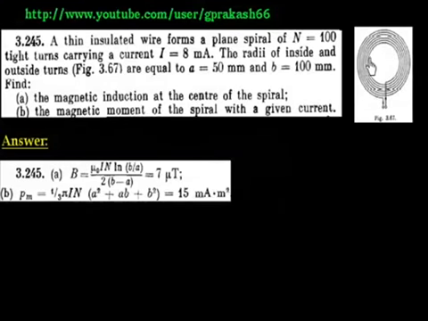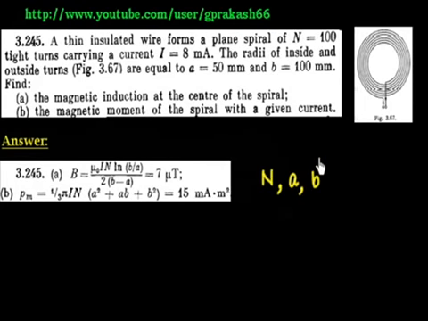And the total number of turns is 100, that is n, that is given to you. So n is the total number of turns. And the inner radius is also given. So the inner radius is A and the outer radius is B, that is also given to you.